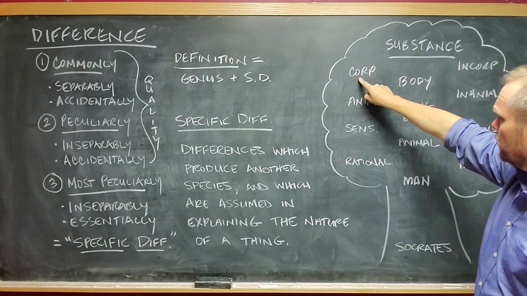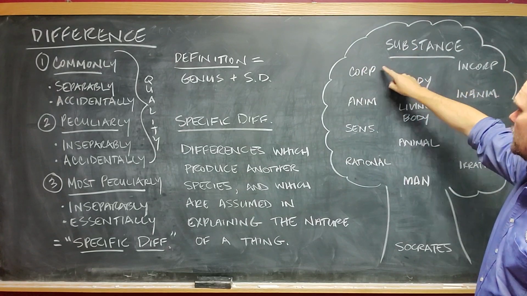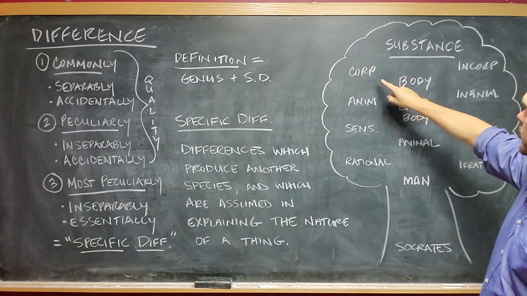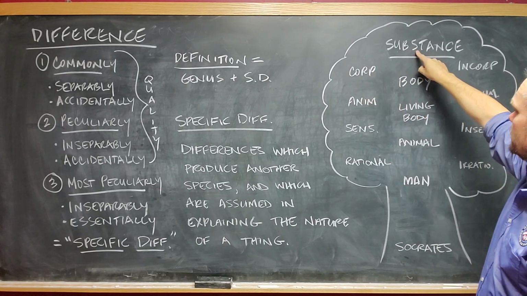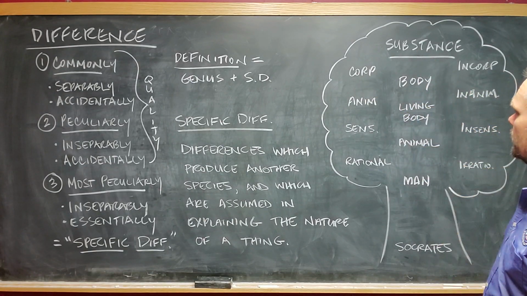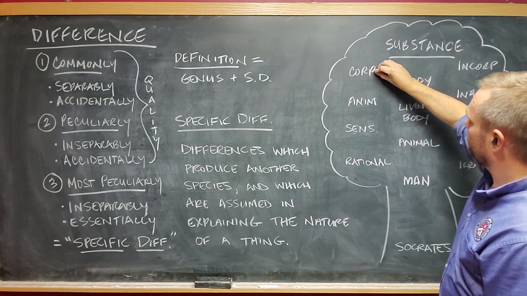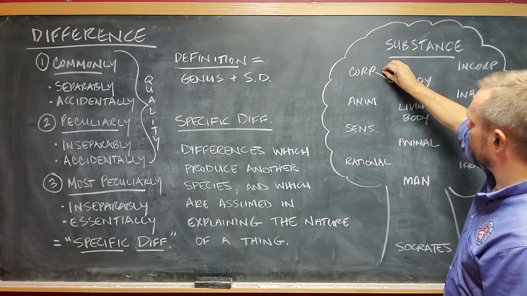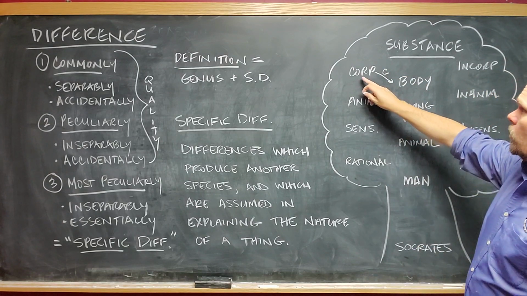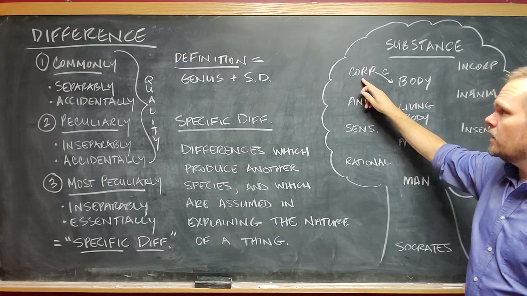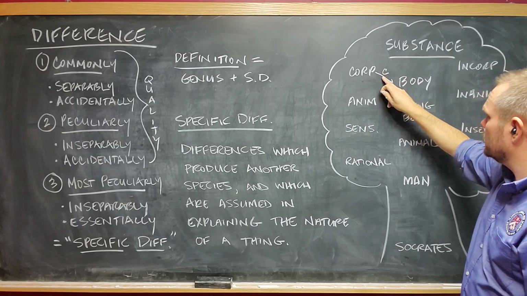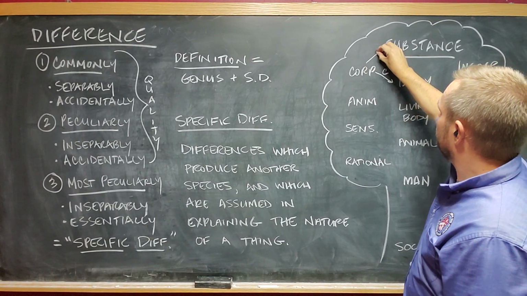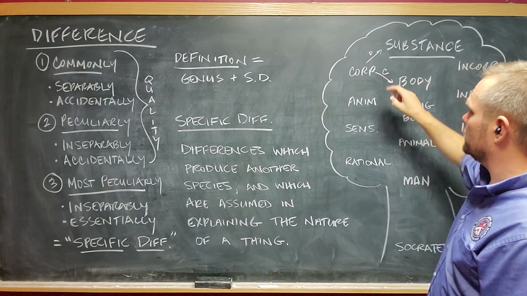If we have a corporeal substance, we call that a body. Okay? A corporeal substance is a body. So the difference, corporeal, and I'm just going to put a C here. Corporeal, the difference, constitutes the species body. And I'll put a D here.